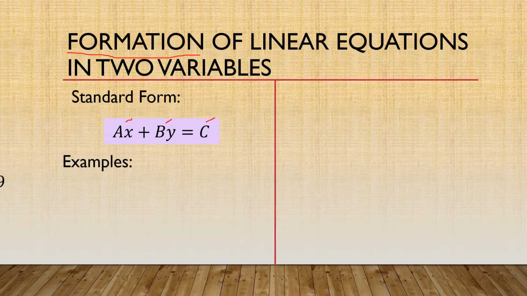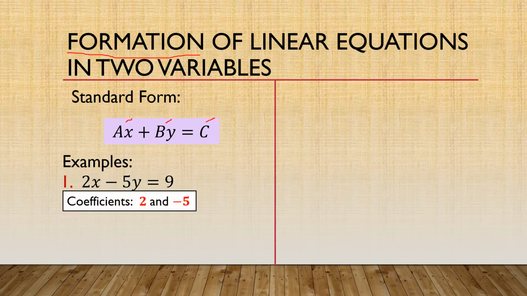Okay, let's have some examples. Number 1, 2x minus 5y equals 9. So, let us identify the coefficients and the variable, and the constant rather. Okay, what do you think are the coefficients? Of course, the coefficients are 2 and negative 5. So, obvious naman kung saan nakuha yung 2 tsaka negative 5, no? So, ito yung 2, tsaka ito naman yung negative 5.